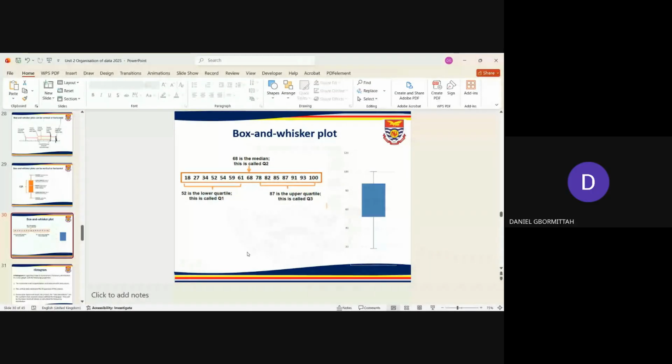Okay. So it means that our lower quartile is 52 and our upper quartile is 87. Can we find the quartile range? The quartile range is the upper quartile minus the lower quartile. That would be 35.